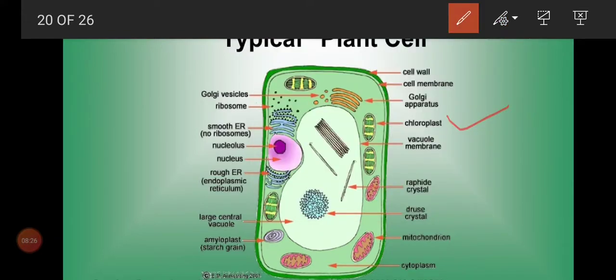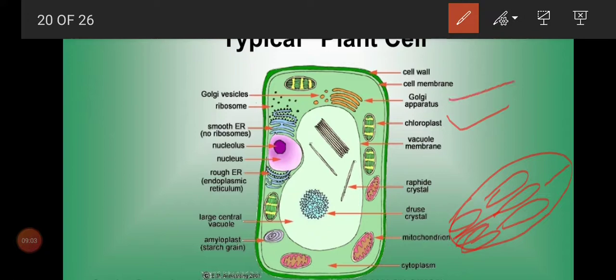Chloroplast. What is the chloroplast? Chloroplast gives green color to the plant. This is the structure of chloroplast. Just draw an oval shape. Inside we can see coin-like structures, and these coin-like structures are joined together. This is what we call chloroplast. This chloroplast is very important for the plant to synthesize its own food. So what is the role of chloroplast? It helps to trap sunlight, because chlorophyll pigment is present in the chloroplast, so it helps to trap sunlight for photosynthesis. That is the role of chloroplast.